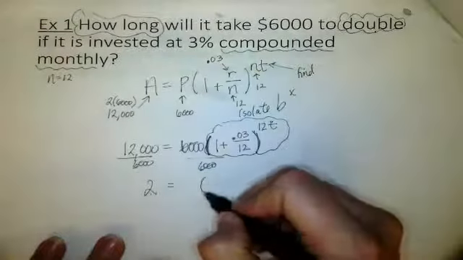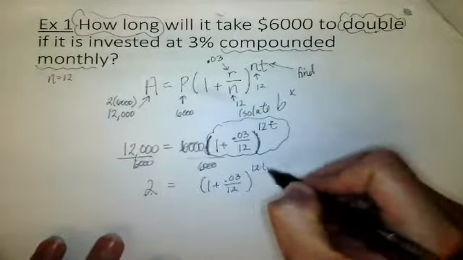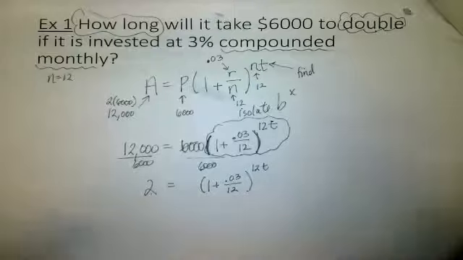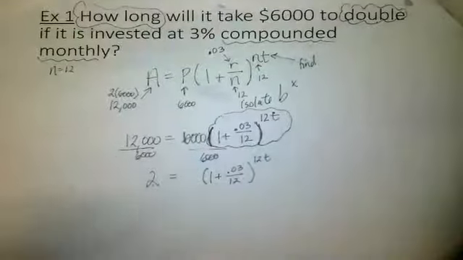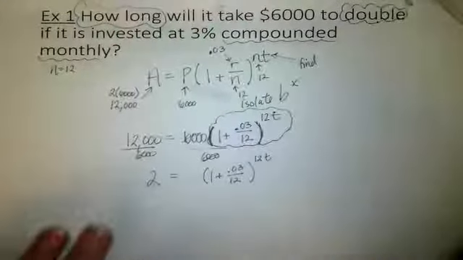Can you imagine what would happen if I had said, find the time it takes for it to triple? You'd see a 3. Or quadruple, you'd see a 4. Or if I said half, as in half-life, like radioactive decay. The half-life of a radioactive element.